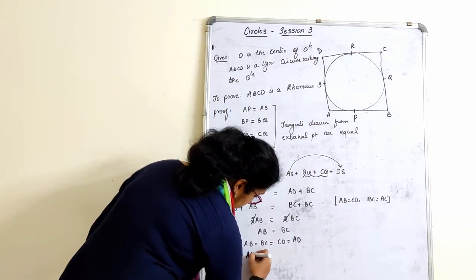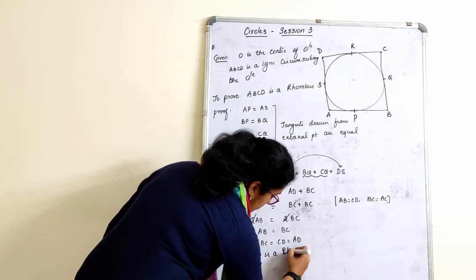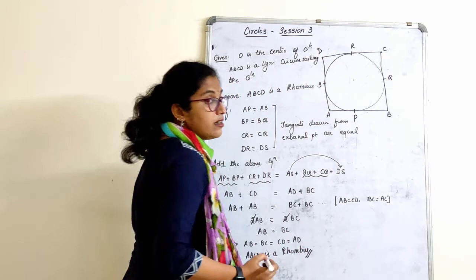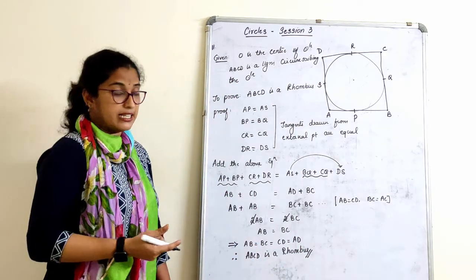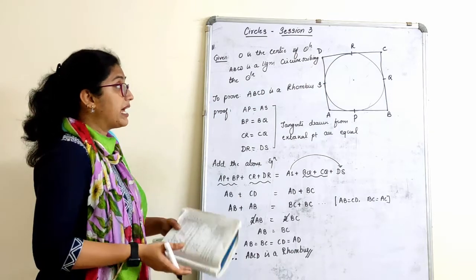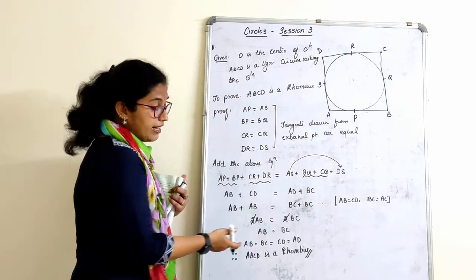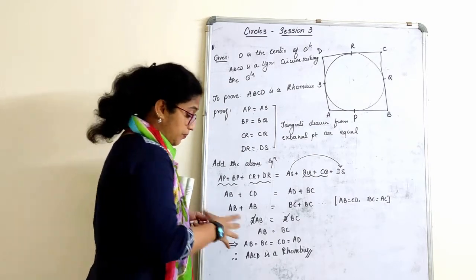Therefore, ABCD is a rhombus where all the sides are equal. It's the same till here as what we had done yesterday. We only wrote now, since it's a parallelogram, opposite sides are equal, we applied that and we proved that adjacent sides are equal and it is a rhombus.